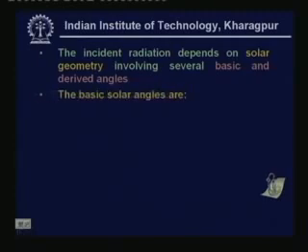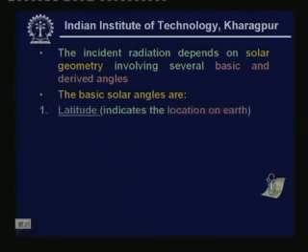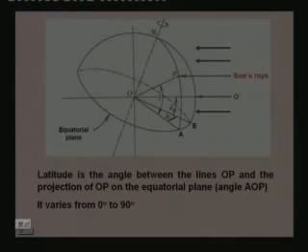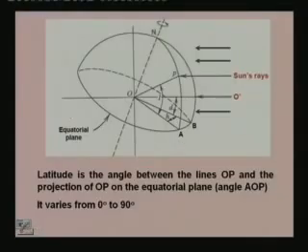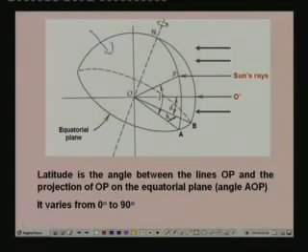And what are the basic solar angles? The first one is what is known as latitude, and the latitude indicates the location on earth. So, what is this latitude? The picture here shows the northern hemisphere. This is your northern hemisphere, this is your equatorial plane, and O is the center of the earth, and O dash is the center of the sun. And as I have mentioned, for our calculation purposes we can assume that the sun's rays are parallel, so they arrive parallelly on earth. And point P is any point on the surface of the earth, maybe the point of the observer.